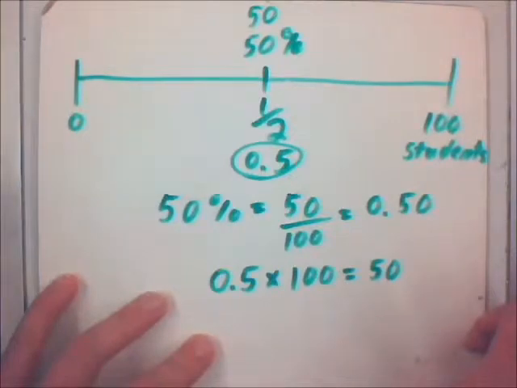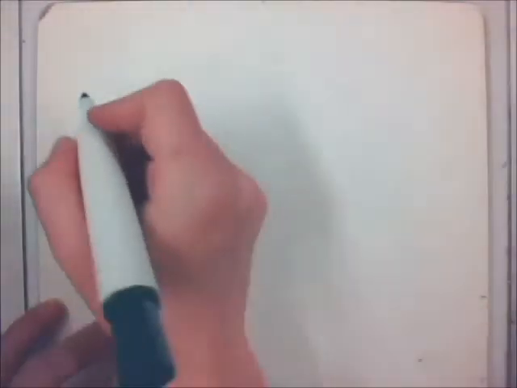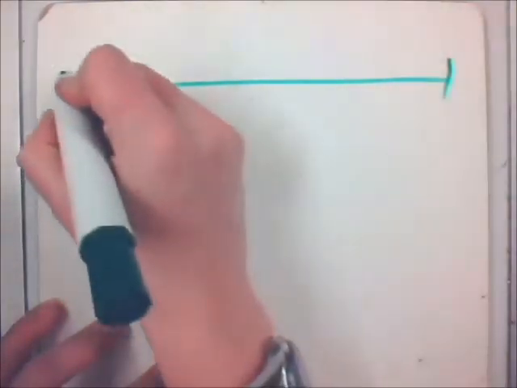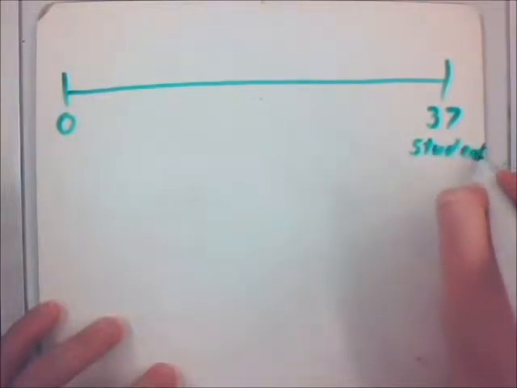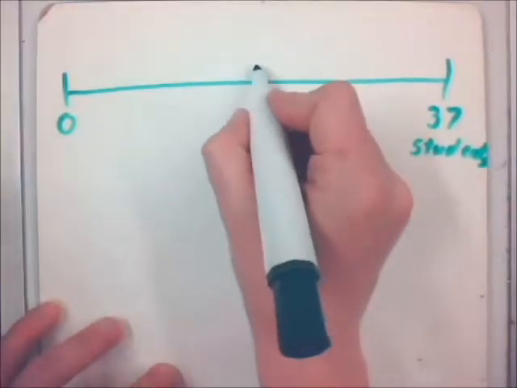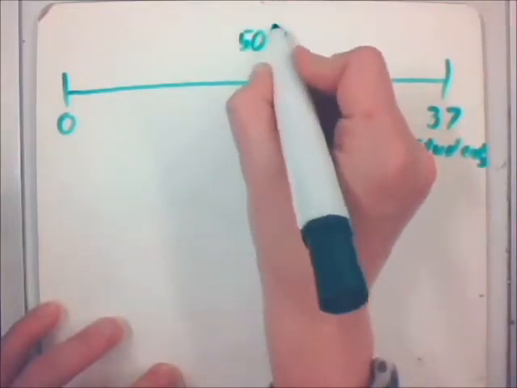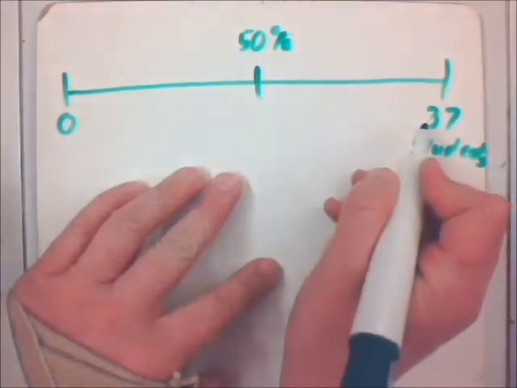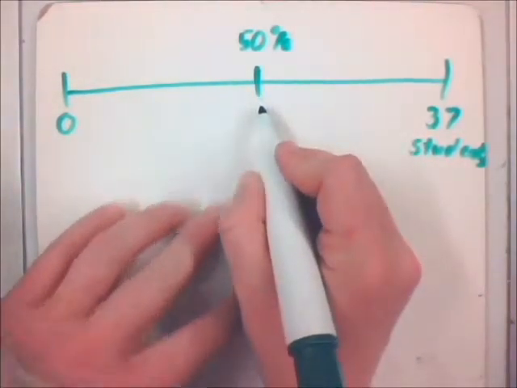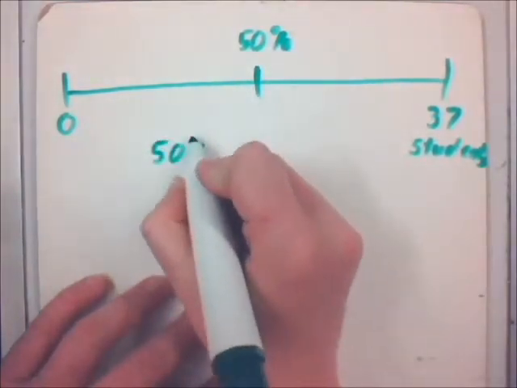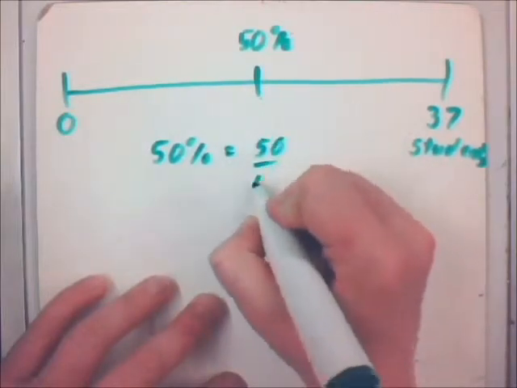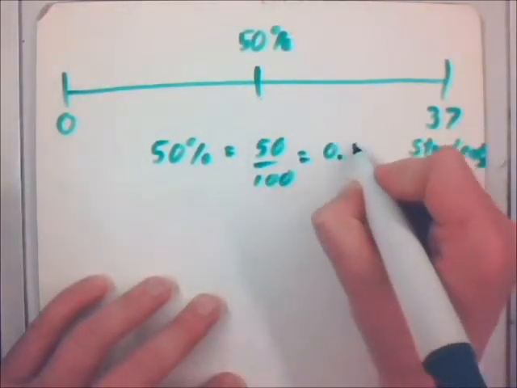That's a pretty simple example. Let's take a look at a more difficult one. What if instead of 100 students, I had 37 students? I can still figure out 50% of them, but now I know that half of 37 students isn't going to be 50 anymore. In order to figure this out, I've got to change 50% into a decimal. So again, 50% is the same as 50 over 100, which is the same as 0.5.